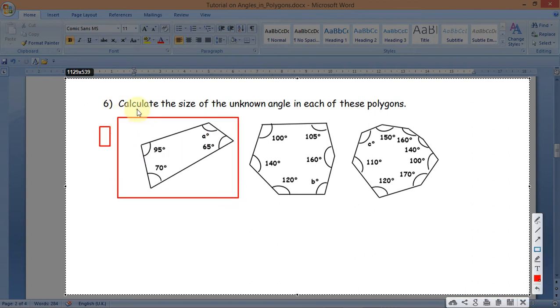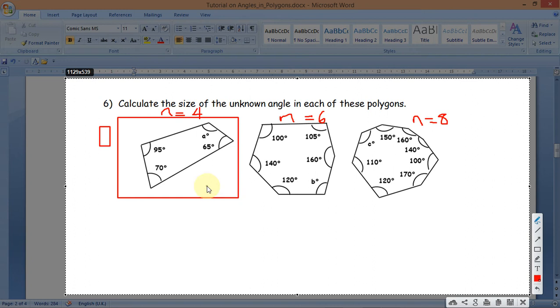So the question says, calculate the size of the unknown angles in each of these polygons. Let me just tell you what to do now. The number of sides we have here: 1, 2, 3, 4, 5, 6, 7, 8. So the number of sides here is 8. For this one, n is what? 1, 2, 3, 4, 5, 6. n is 6. But I want to work with when n is 4 because I have a lot of questions to solve, guys. So the same method. The only thing you are going to do is replace the n value, and that's what I'm going to do now.